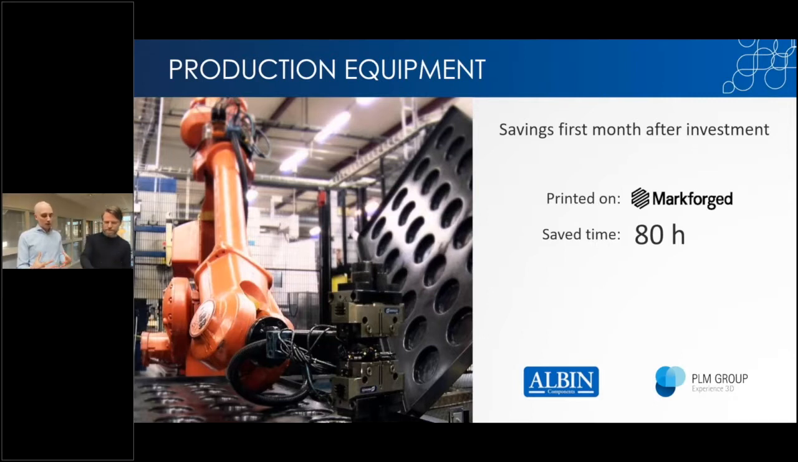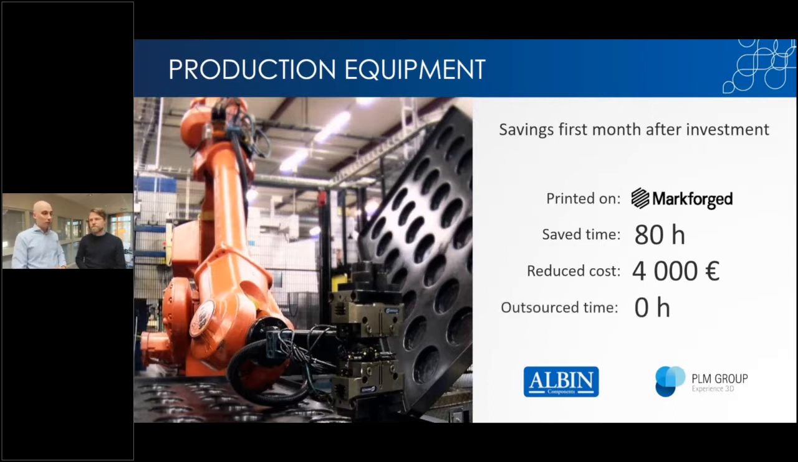So what they did, they invested in this machine, and then I visited them a month after the installation. During the first month only, the amount of time they saved in their tooling department was 80 hours. Wow. And the amount of money they saved during the first month only on tooling was 4,000 euros. Nice. A very common thing for them was to outsource, obviously, to workshops. And since the installation, they haven't outsourced a single hour. So FFF with the right technology can actually be used for production equipment. This is a great example of how to utilize easy setup and great strength.